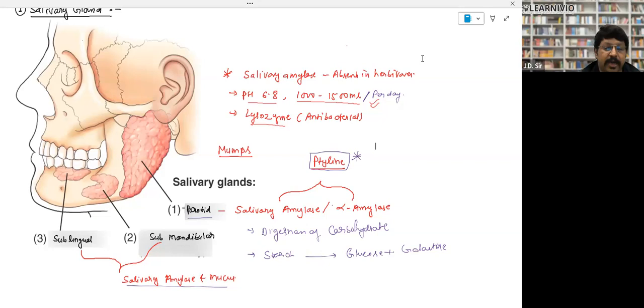Parotid glands are the largest salivary glands, situated near the ears. Full stop. They secrete salivary amylase or alpha amylase. It is written over here. Salivary amylase or alpha amylase, which is also known as ptyalin.